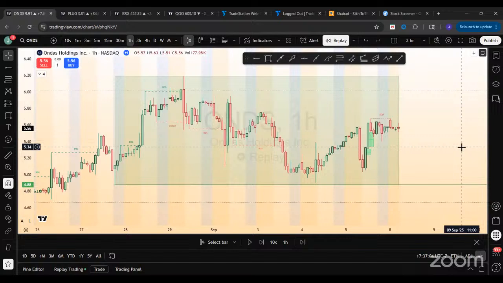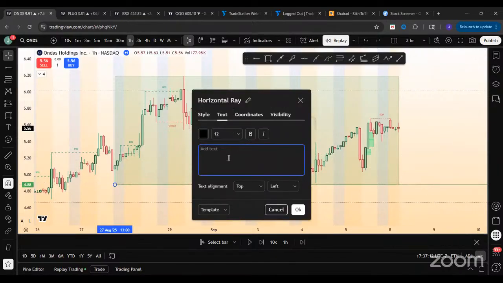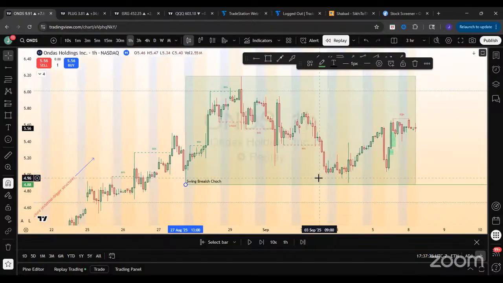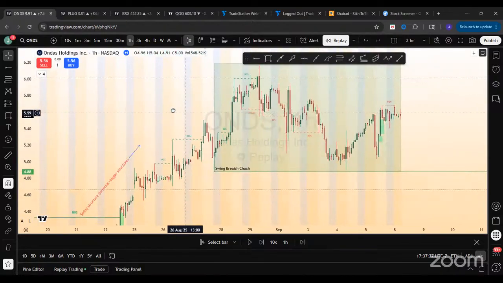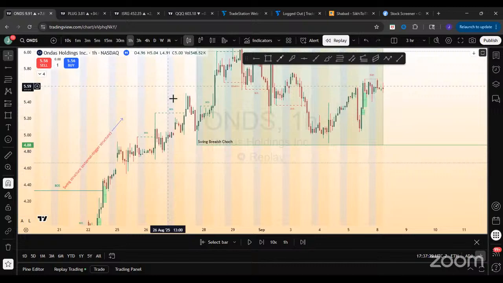No, hang on a sec. There'll be a change of character, because if it goes down here and had broken this, we would have gotten a swing bearish change of character, and that would have been a sign. Hey, it's no longer going to go up. Most likely the chances are it's going to go down, but it didn't break it.